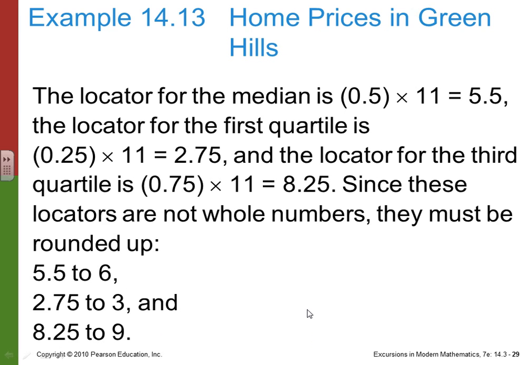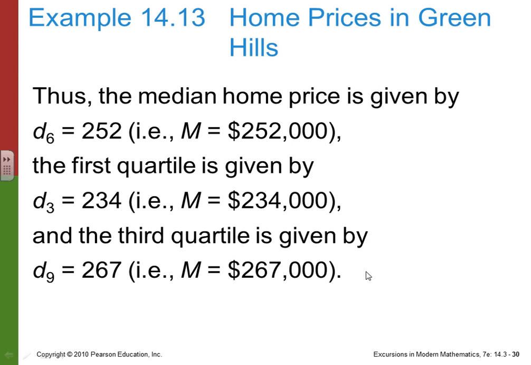And those are different rules than we use in the statistics class, which I just taught last semester. Isn't that lovely? But these rules are much better because they're easier. So position 6 is 252,000. Position 3, 234,000. Position 9, 276,000. Now we have the first quartile, the third quartile, and the median of the houses.